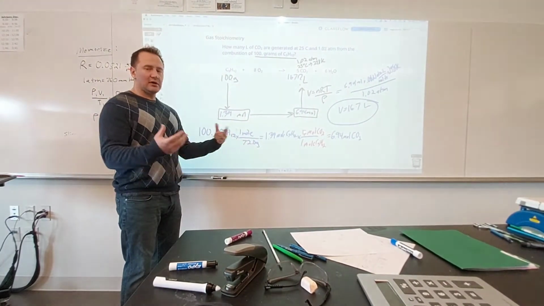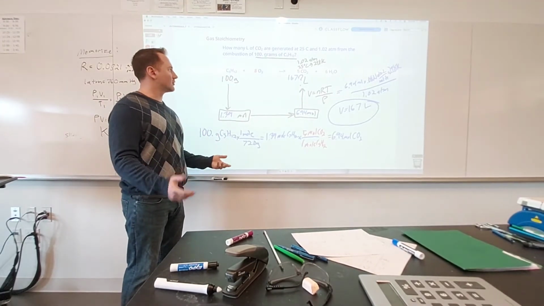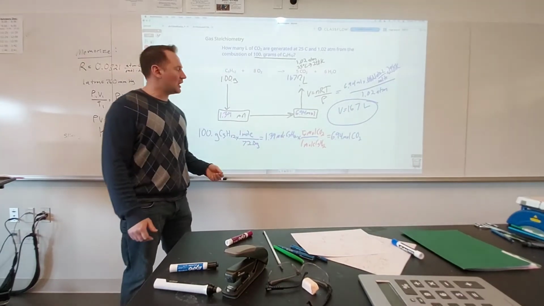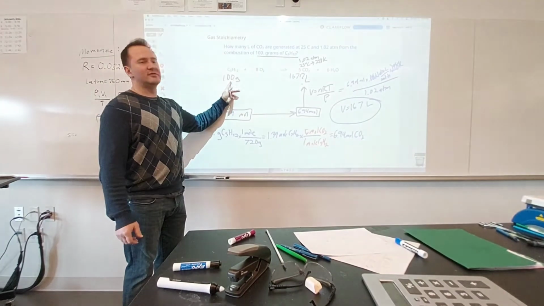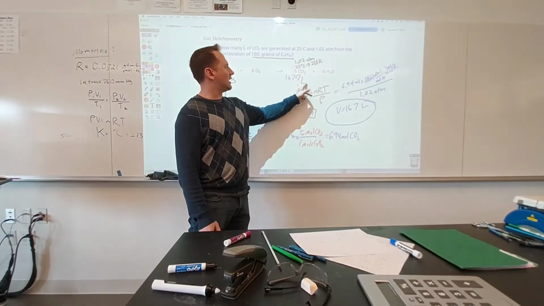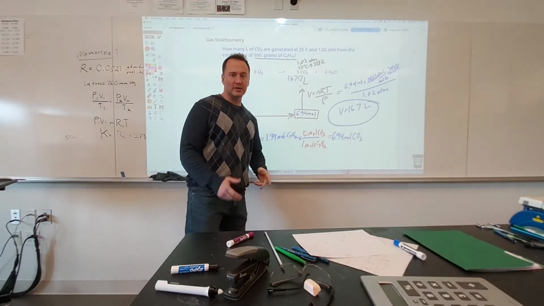So write down what you're given and write down what you're looking for. That's always going to be the first step. In this case, we were given 100 grams of C5H12, so I would write that right underneath C5H12. I would also write down what we're looking for, which is how many liters of carbon dioxide, and it gives us some conditions for which to calculate that at.